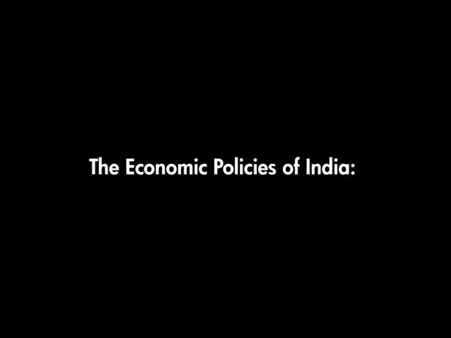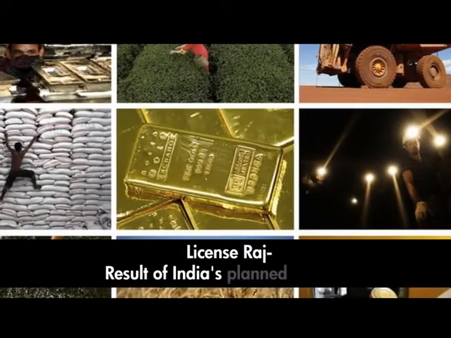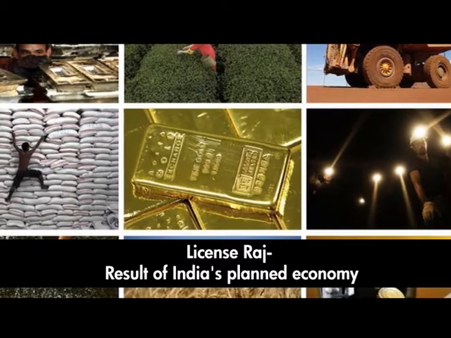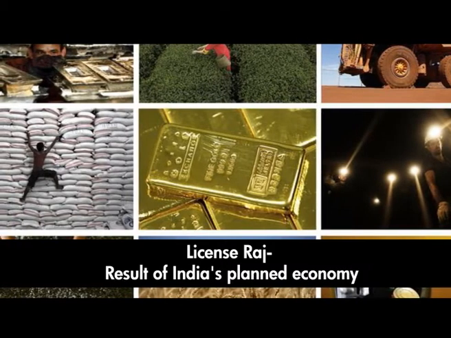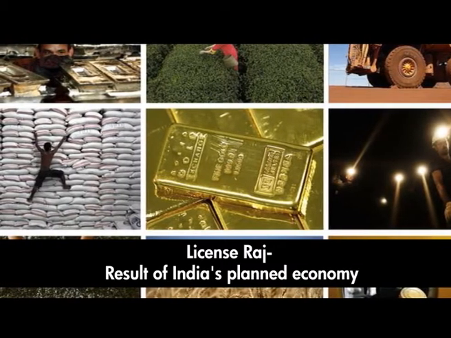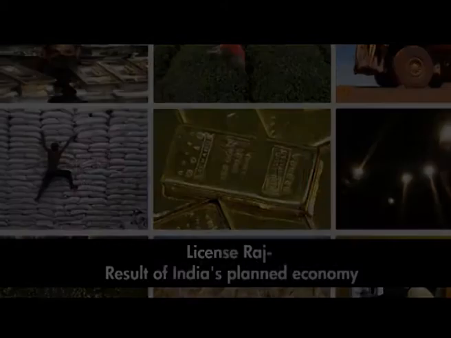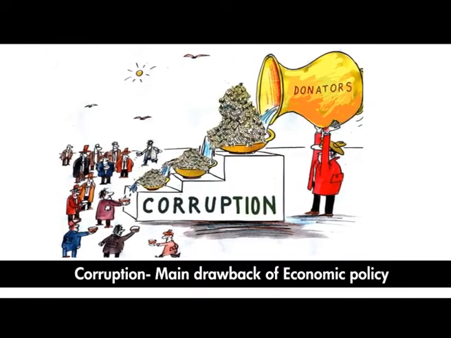The economic policies of India, the License Raj, helped to set up and run businesses in India between 1947 and 1990. The License Raj was a result of India's decision to have a planned economy where all aspects of the economy are controlled by the state and licenses were given to a select few. Corruption was the main drawback in the system.